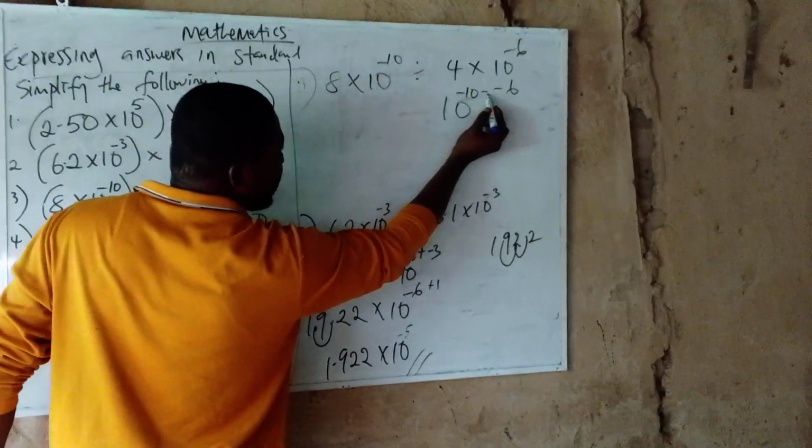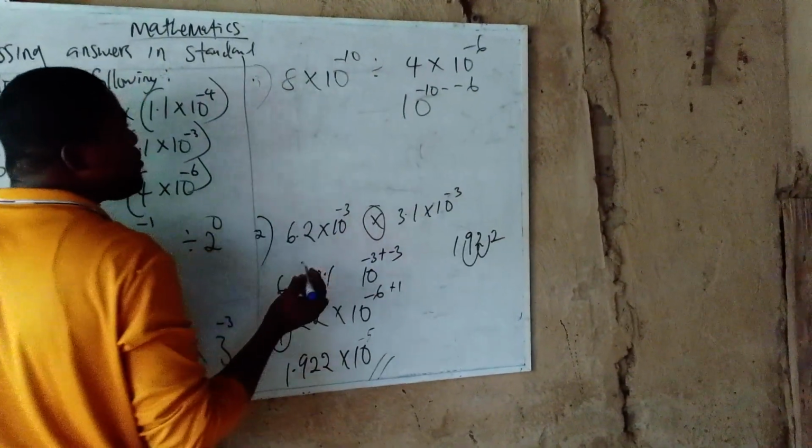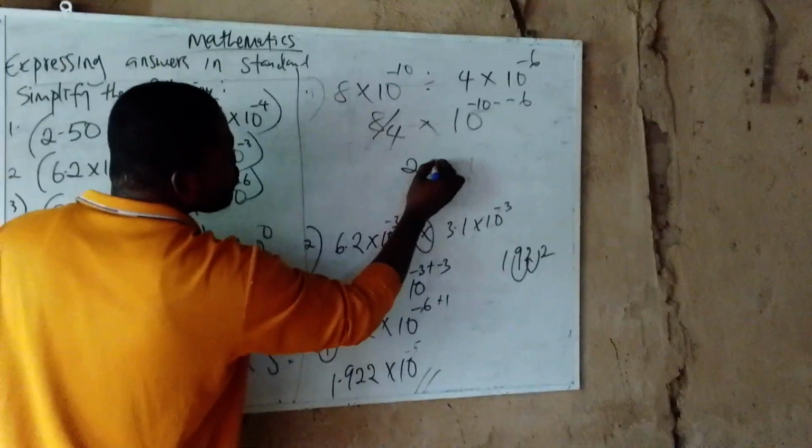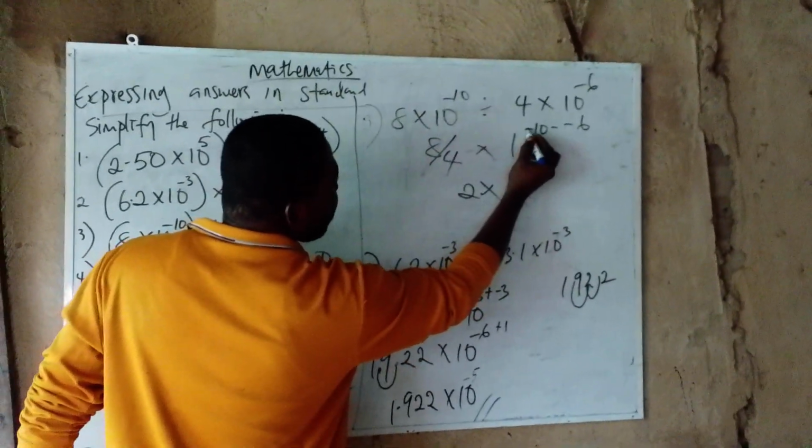Because I'm dividing minus sign and this minus 6. Please be careful with these signs. So I'll then put 8 over 4. 8 over 4 will give me 2, 2 times 10 raised to the power of minus 10.